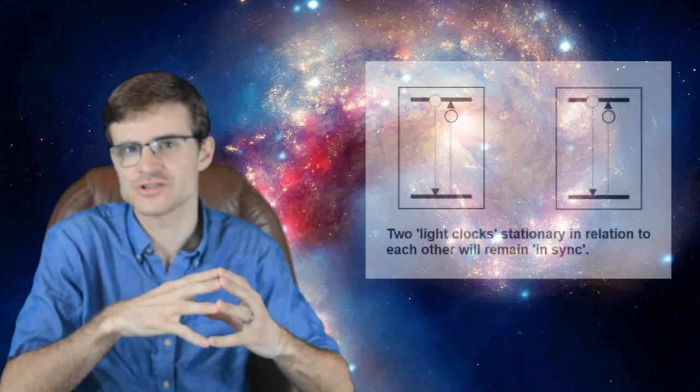So let's try to figure out what this means. When we talk about time slowing down the faster you go, the way that this is usually explained is with a concept called a light clock. And so this is an imaginary structure.